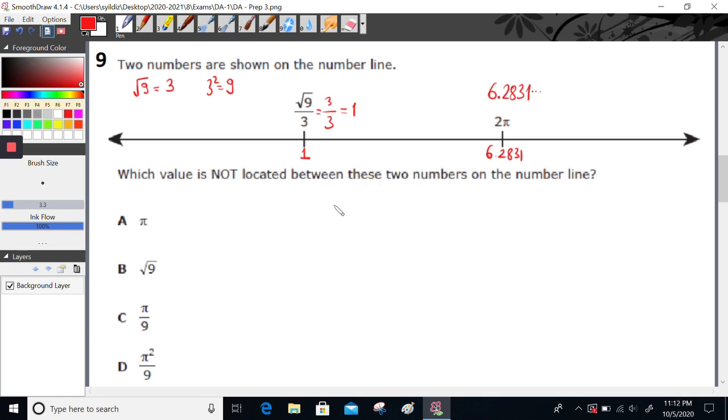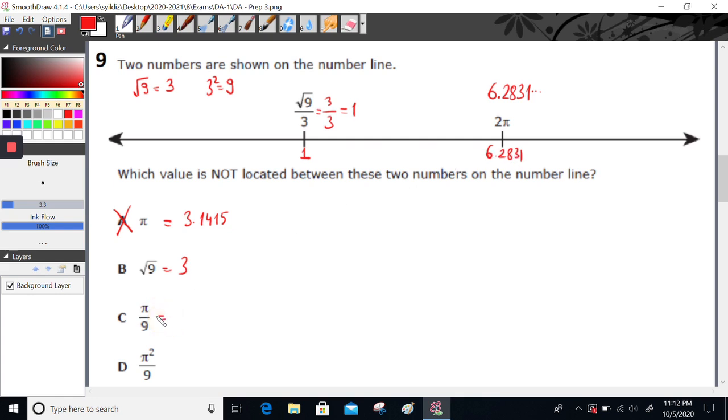Between these two. So pi is approximately 3.1415, right? So it's absolutely between this number and this number, because you see, this is 1, this is 6, and 3.14 must be between them. So this is not our answer. It is between these two numbers. And root 9 is 3, and 3 must be between these two numbers.